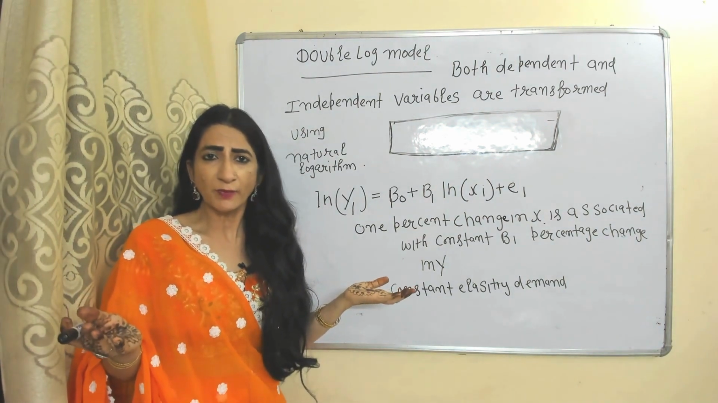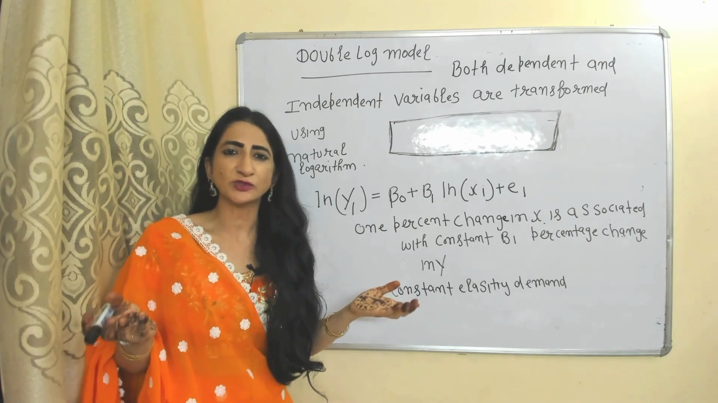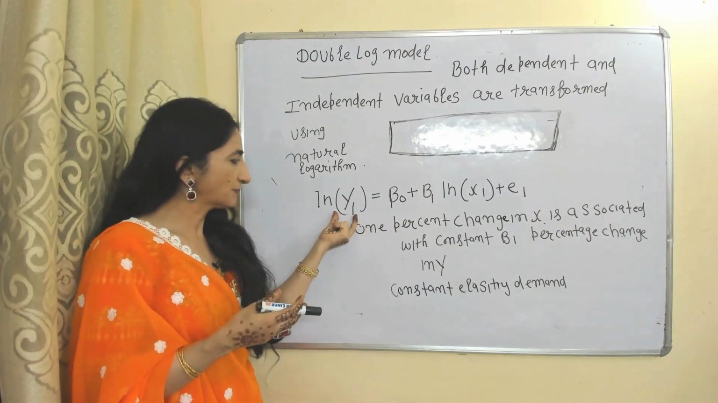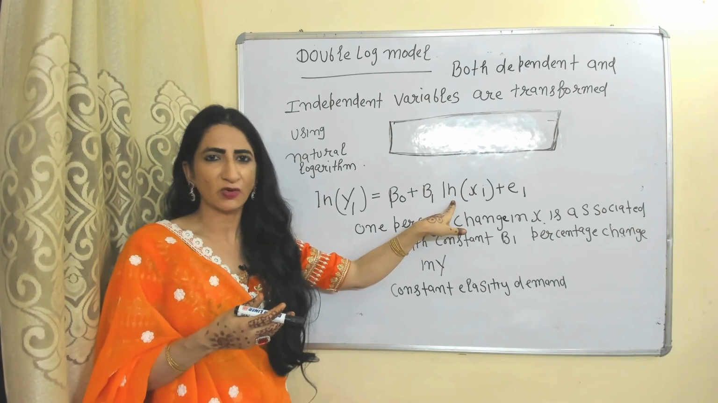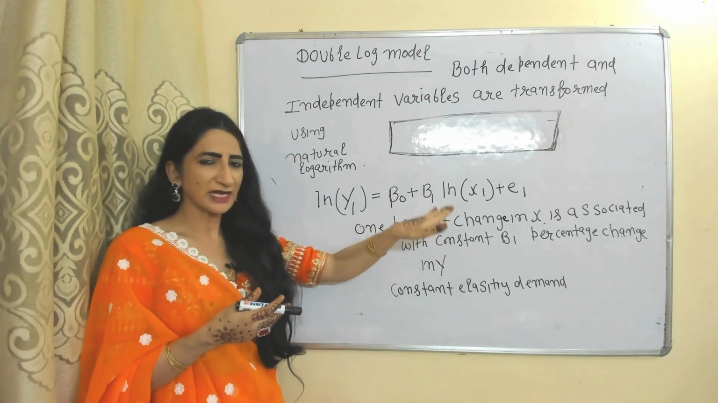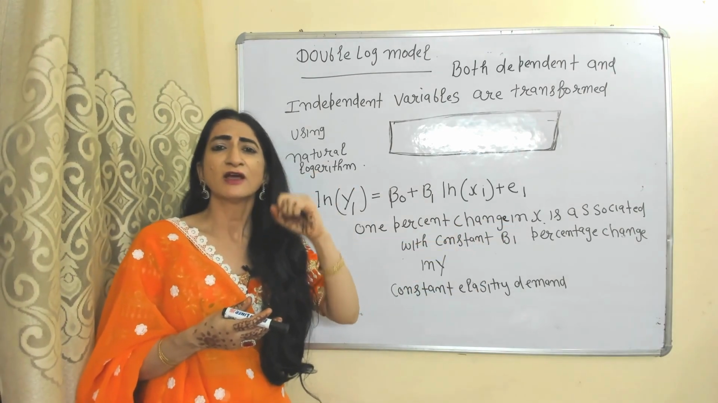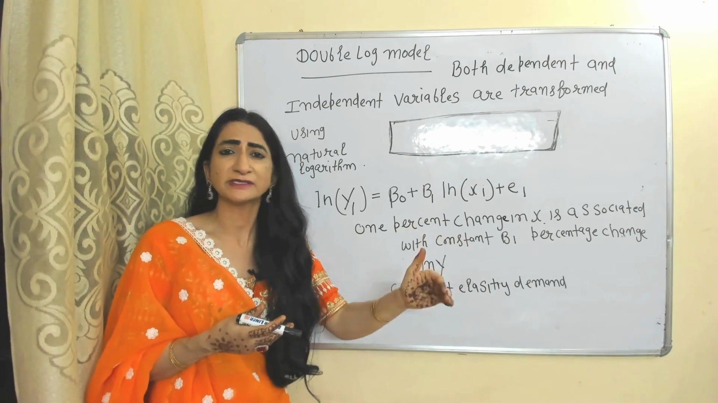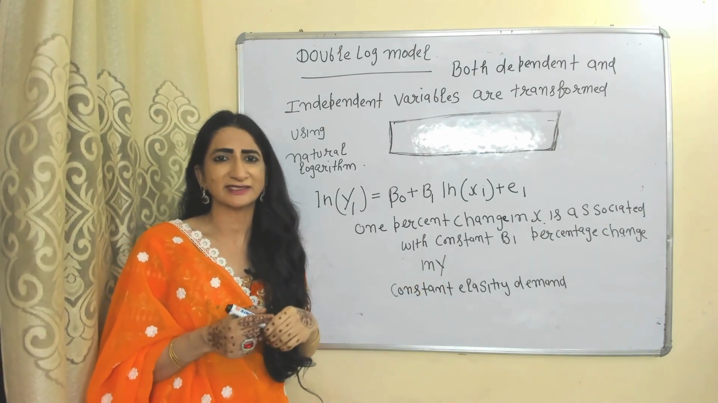Next is the double log model. Here we transformed both the dependent variable as well as the independent variable by using the natural logarithm. A 1% change in x is associated with a constant beta 1% change in y. For example, a 1% increase in price will lead to a 1% decrease in demand. We mainly use this model in case of constant elasticity of demand.